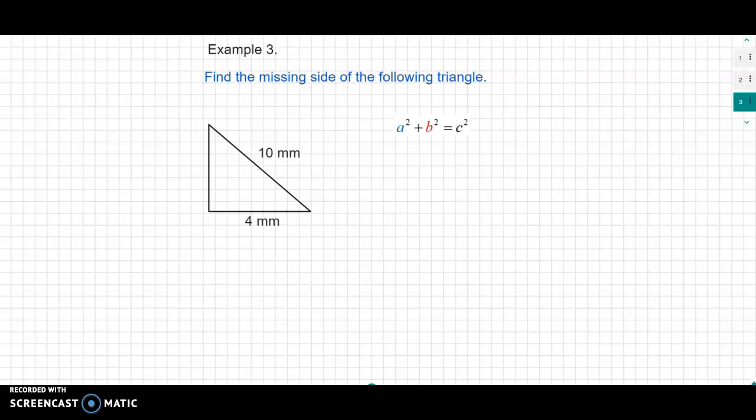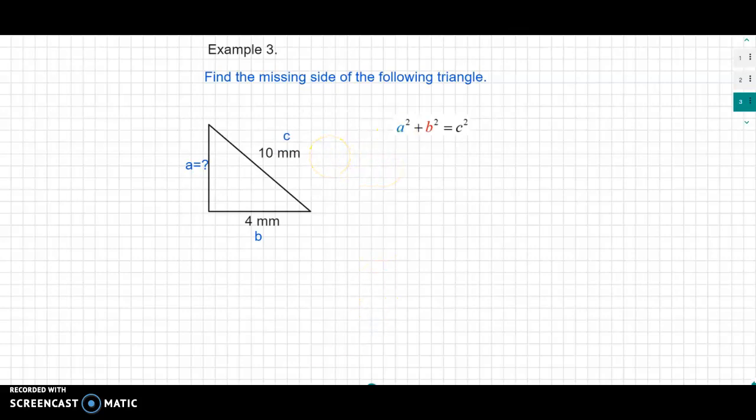Example 3 says find the missing side of the following triangle. Here we have the triangle. We have the diagonal, which is 10 millimeters, and the bottom side, which is 4 millimeters. So in summary, this is the side A that we don't know. We need to find this missing side. We already have the value of B, which is 4 millimeters, and the value of C, which is 10 millimeters.